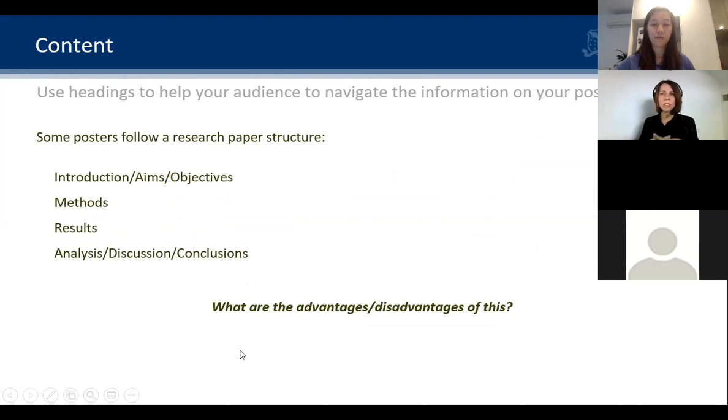So for some posters, you might be thinking, okay, I'm just going to follow the usual IMRAD structure. Got my introduction, my methods, my results, my analysis, my conclusions. What do you think some advantages or disadvantages of that could be? If you have any thoughts about that, can you pop it in the chat for me quickly? What do you think about using that sort of structure for your poster?